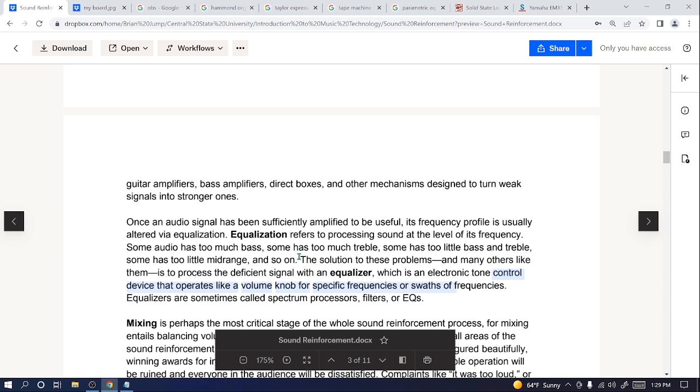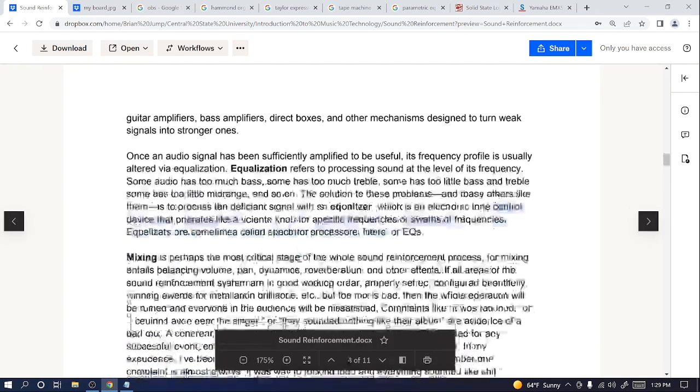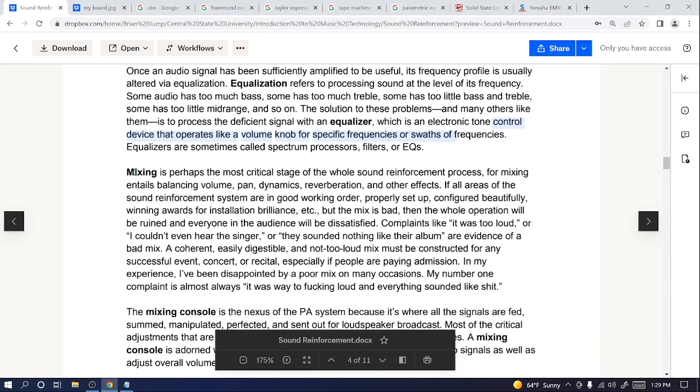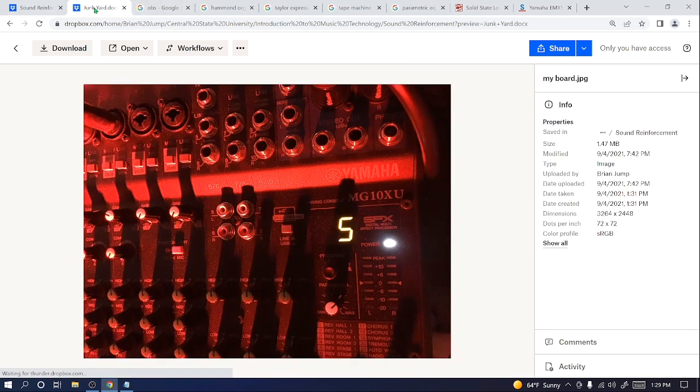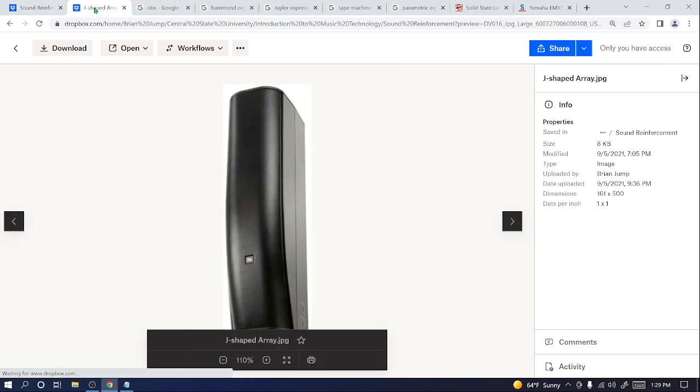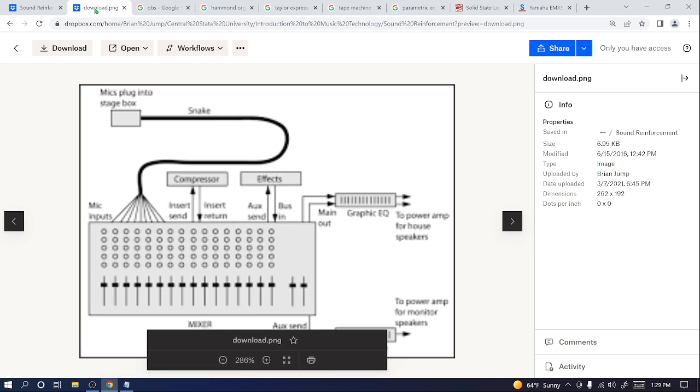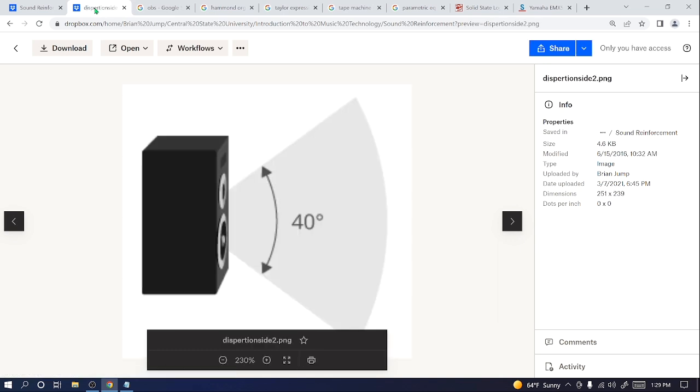Okay, equalization is probably the most preeminent manner of signal processing. And then we could think about mixing as a specialized form of signal processing, right? Remember the 5 different things that you can do, right? You balance the volume, the pan, the dynamics, and the reverberation and other effects. Right, so now you're in the realm of more perfectly realizing the sound that you have captured.